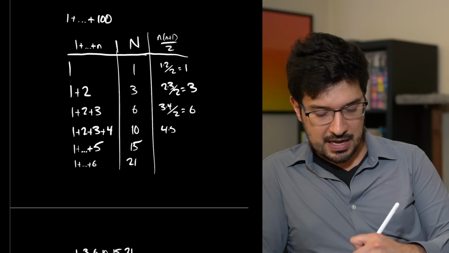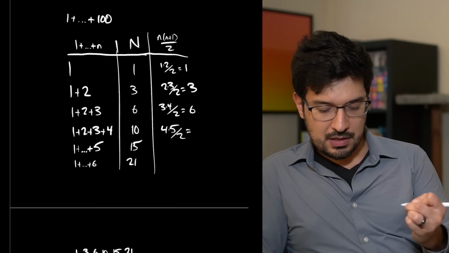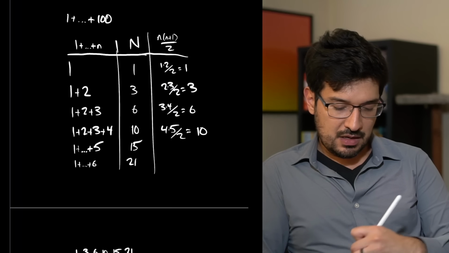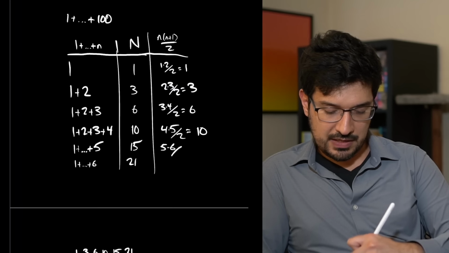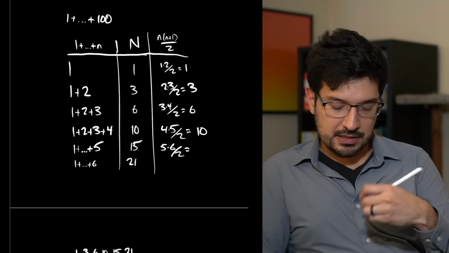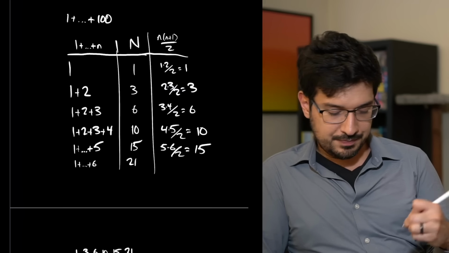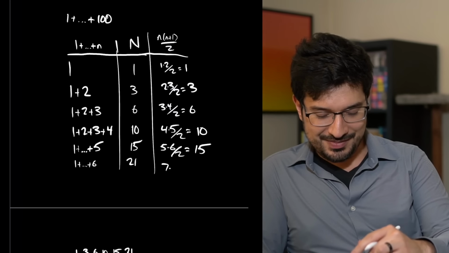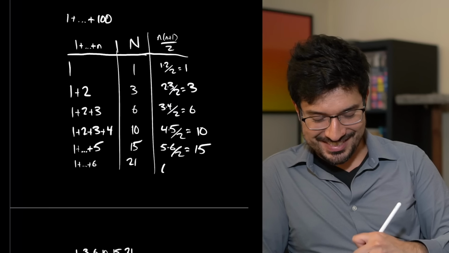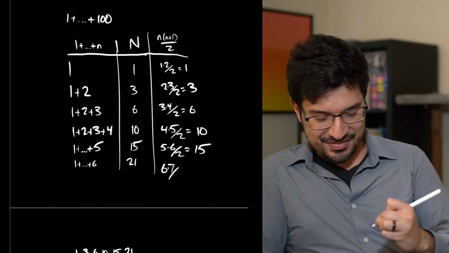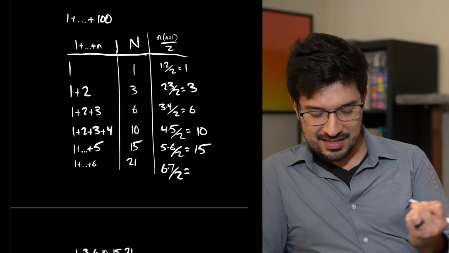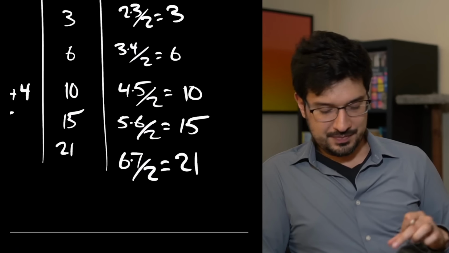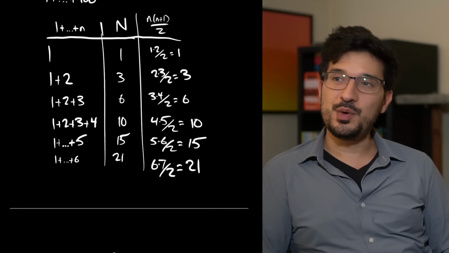4 times 5 divided by 2 is 20 divided by 2 is 10. 5 times 6 divided by 2 is 30 divided by 2 is 15. And then in the last one, 6 times 7 divided by 2 is 42 divided by 2 is 21. And we got it. So what better place to end?